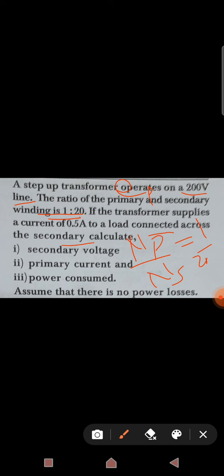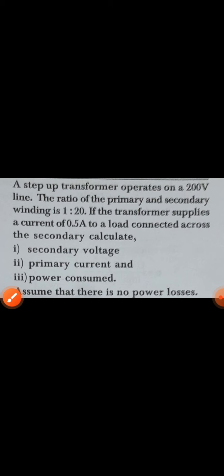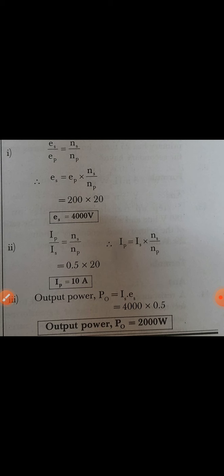So friends, here the question is a little bit twisted, so we should read it properly so that we can get a clear idea of what is given. Here the ratio of the number of turns is given, EMF is given, as well as the current of the secondary is given, and based on that we have to find out the current in the primary, secondary voltage, and power consumed. And again one condition is given that there is no power loss. No power loss means input power is equal to the output power, the condition for an ideal transformer, which we have to use while solving the question. So I hope you understood the question. Now we'll move to the given data and the solution.